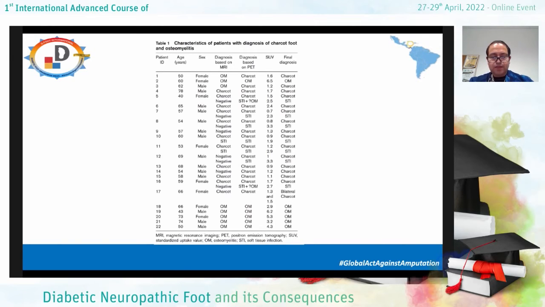Of great usefulness, maybe in differentiating osteomyelitis from Charcot neuroarthropathy in a patient without an ulcer. How will it be confirmed, with a bone biopsy and culture?